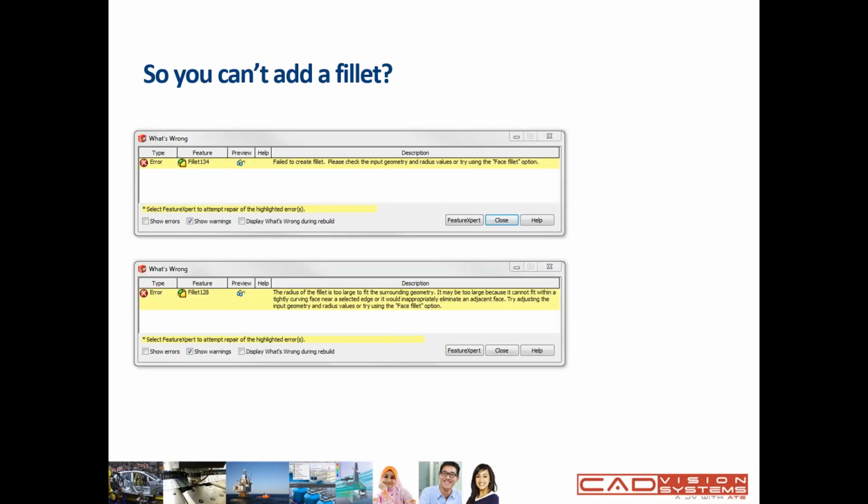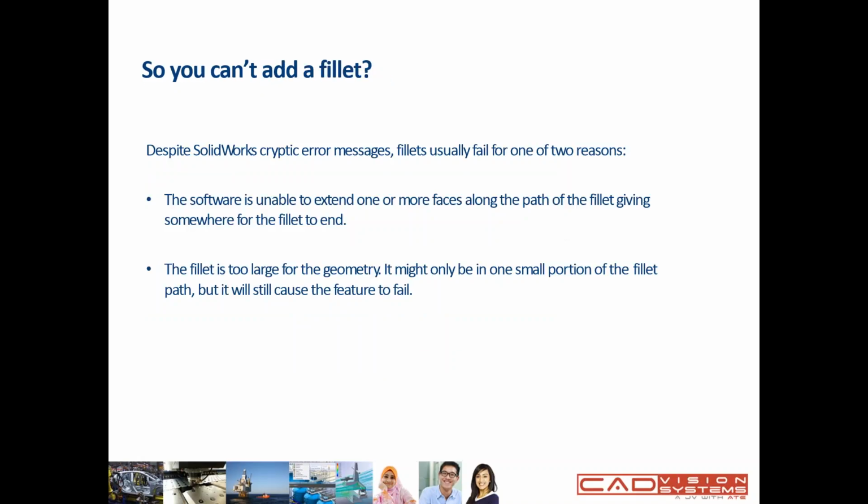I believe these 2 types of errors are ones that you very often see when you apply a fillet to your 3D parts, but it fails. So why does a fillet fail? Basically, there are 2 major reasons why a fillet will fail.